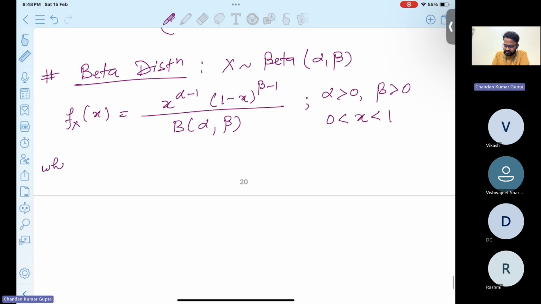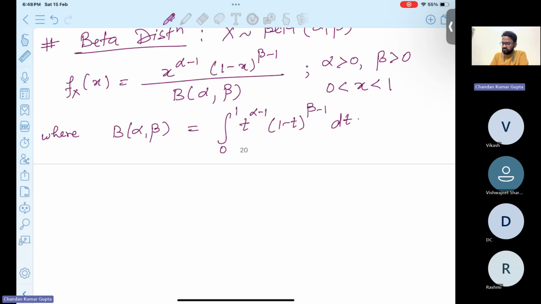The beta function is defined as the integral from 0 to 1 of t to the power alpha minus 1, times 1 minus t to the power beta minus 1, dt. From this we can see that it is a proper distribution, because the integral of this PDF comes out to be 1. In general, we also write the beta function with the help of the gamma function: the beta function of alpha, beta is nothing but gamma alpha, gamma beta upon gamma of alpha plus beta. The gamma function has already been defined above.